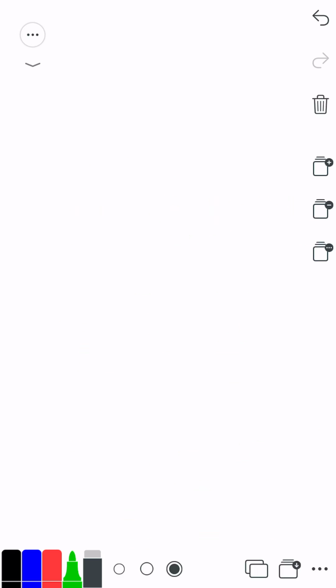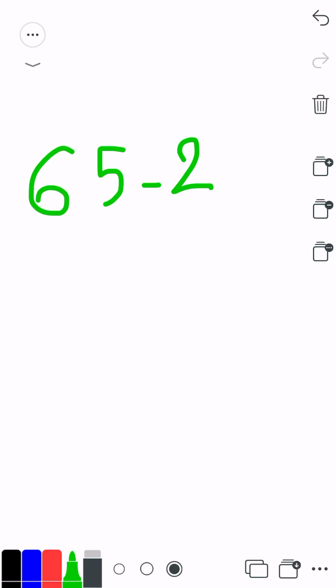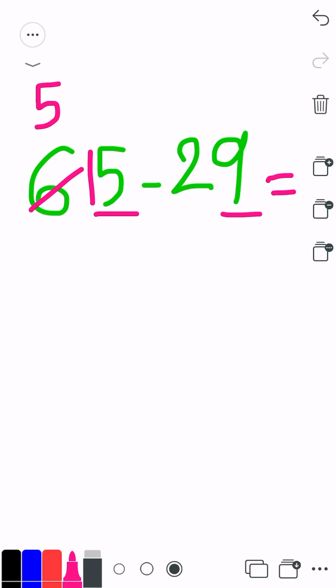And the most regular way, the basic way, was to subtract using borrowing. So 65 minus 29, they used to borrow. 5 minus 9 cannot be subtracted because 5 is smaller than 9. So the 5 borrowed 1 from the 6. 6 minus 1 equals 5. 15 minus 9 equals 6. Now 5 minus 2 equals 3.